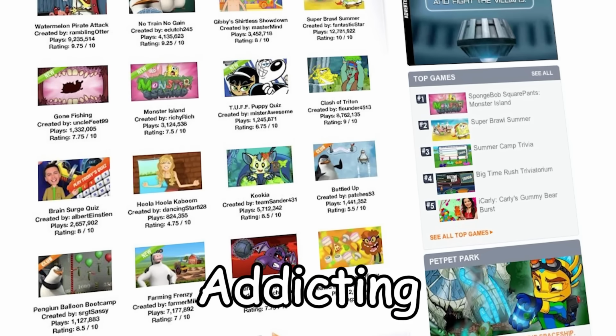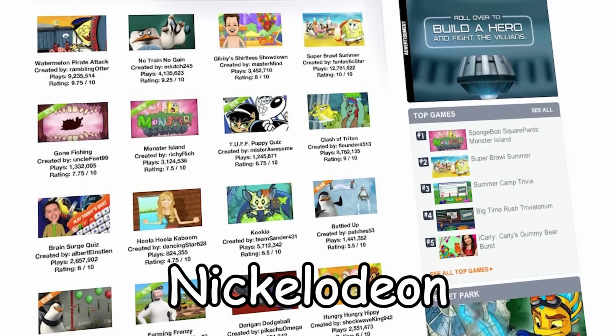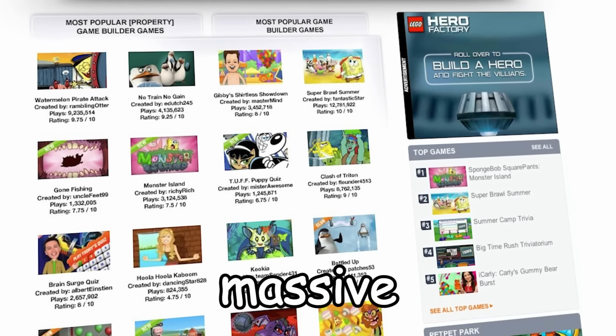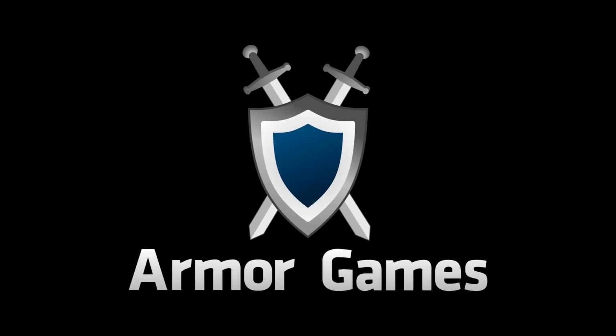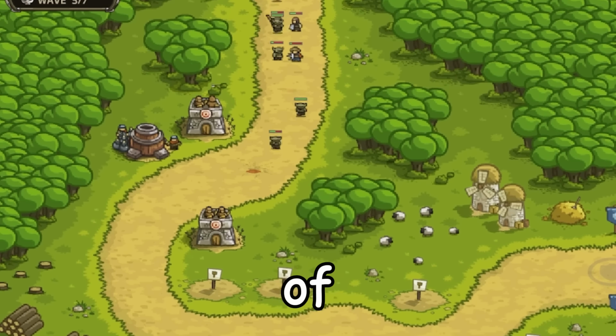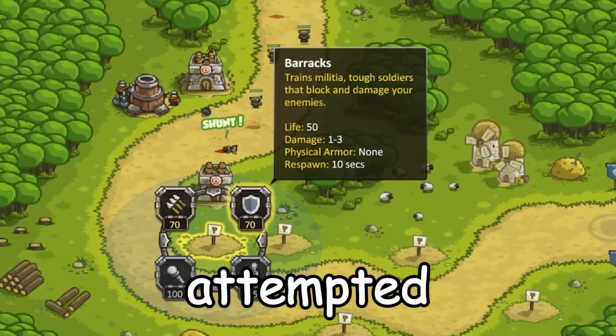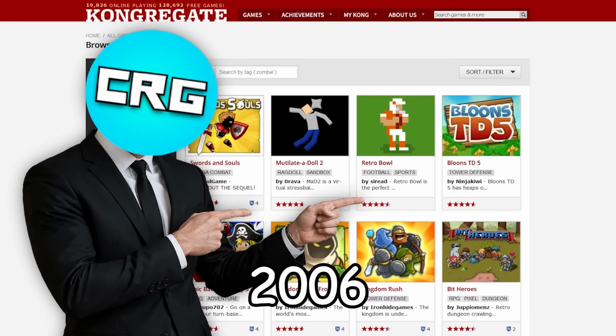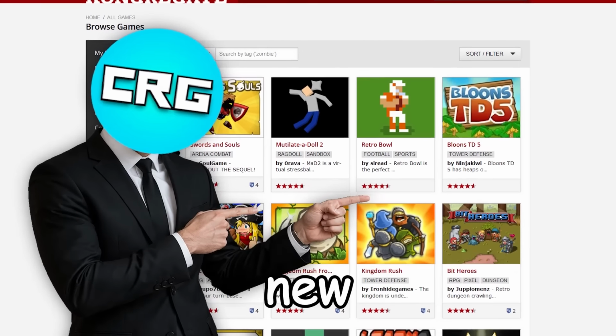By the mid-2000s, Miniclip was one of the most visited websites in the world, with hundreds of millions of registered users. Then there was Addicting Games in 2004, owned by Nickelodeon, which attached the browser game world to a massive children's media brand. There was Armor Games in the same year, which became known for hosting some of the most ambitious Flash games anyone had attempted. And there was Kongregate, which launched in 2006 and introduced something new to the portal model.